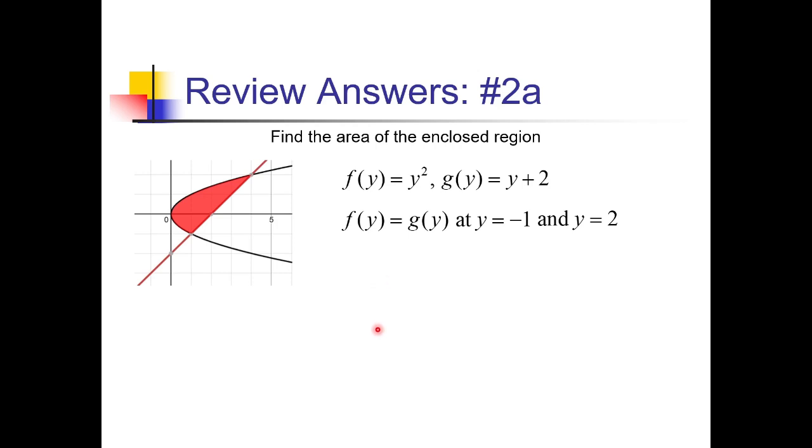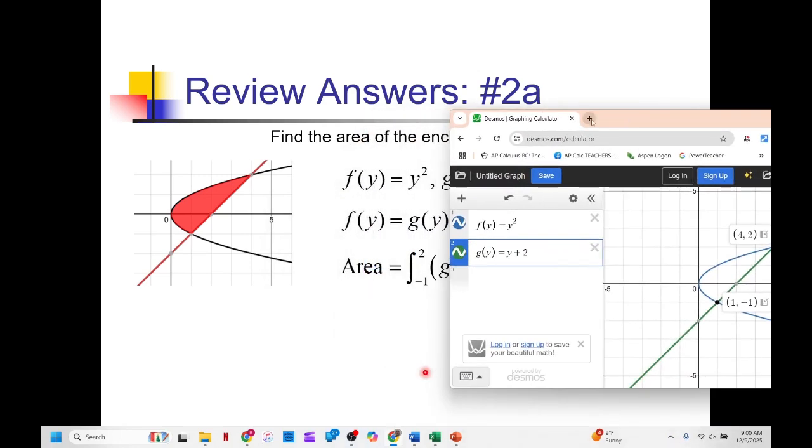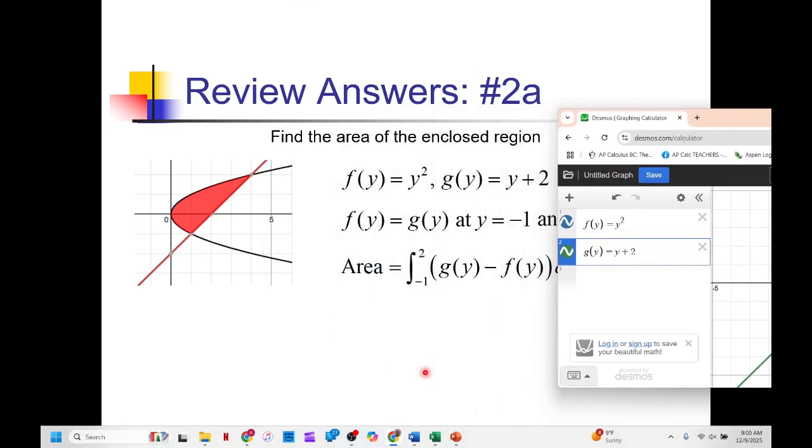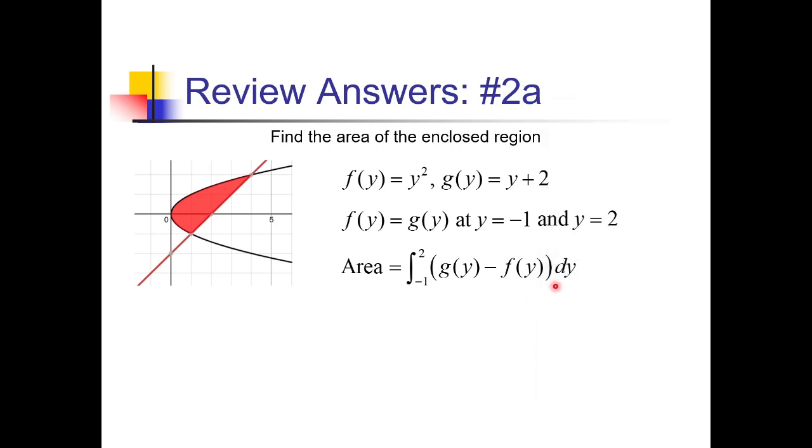So then I'm just going to be doing the integral from -1 to 2 of right minus left. So that's going to be g of y minus f of y dy. Going back to Desmos to do that, we've got integral and then -1 to 2, parentheses, g of y minus f of y, close parentheses, and dy is what we need in there, and that comes out to 4.5.